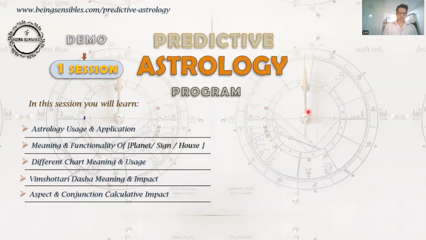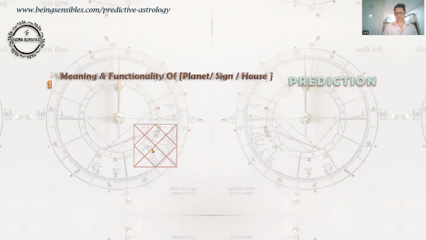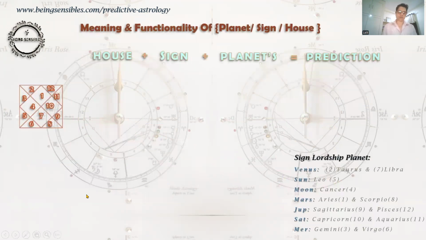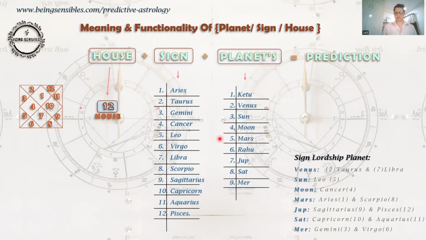So now come back to the demo part. This whole program, the prediction, is made based on houses of combinations, which you will be learning in a session. Here I'm taking two topics: meaning and functionality of planets, and Vimsotri Dasha and meanings. Majority of people would know the 12 houses, 12 signs, and 9 planets. So with this concept, you will understand the conjunction or combination of house, sign, and planet, which helps you understand the prediction part.